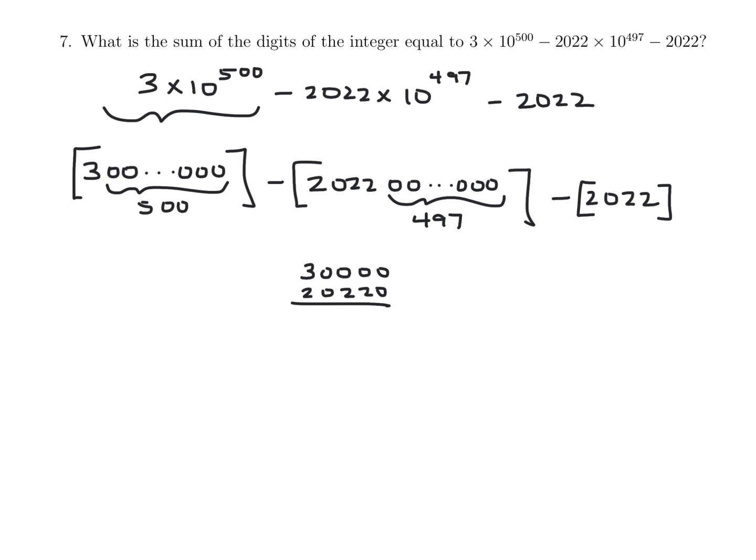But here's the thing. First, I got to match up the digits. This whole thing would be 501 digits, correct? Because you have the 3 and then you have the 500 zeros. This whole thing is 4 digits there and then 497. That's also 501. Okay, good. So that means that the digits match up. So basically what that means is one of these scenarios.